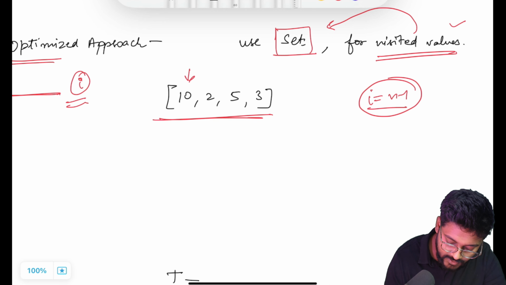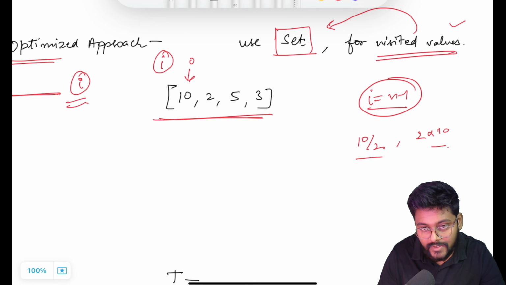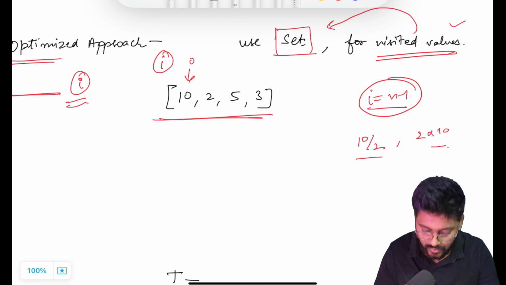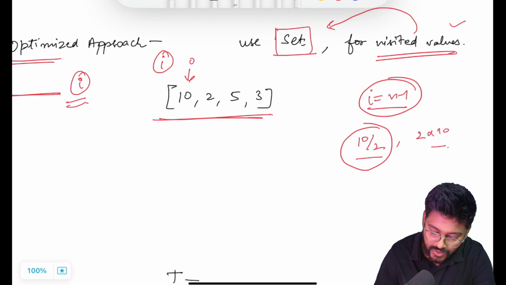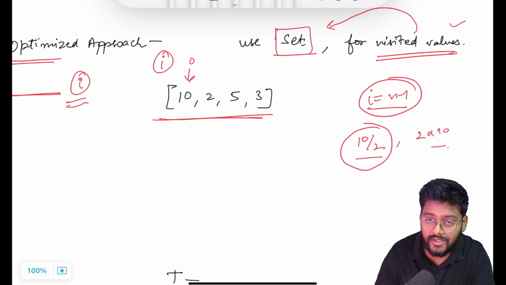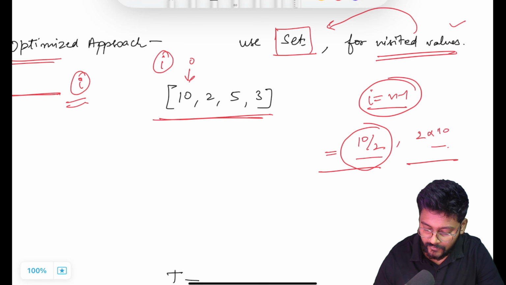I am iterating over the array using my i pointer. i is at 0. I will see whether the value at i divided by 2 or 2 into value at i, whether any of these two values already exist in the set or not. And also you want to see whether, if you are dividing it by 2, you first need to see whether it is divisible by 2 or not. So we'll check that condition as well. We'll take care of that in the code section directly.